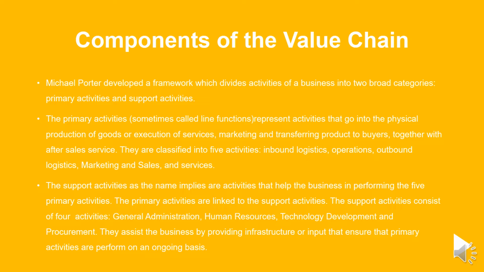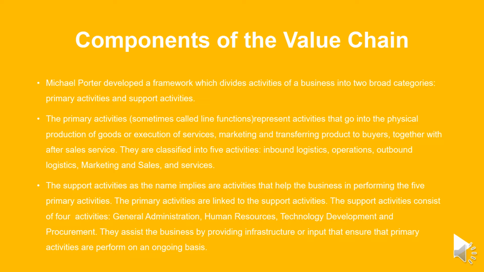The primary activities are sometimes called the line functions. These are activities that involve the physical production of goods and services and other activities in between. That is marketing and transferring of product ownership alongside with after-sales services. We can divide these activities into 5 subgroups. We have the inbound logistics, operations, outbound logistics, marketing and sales, and services.